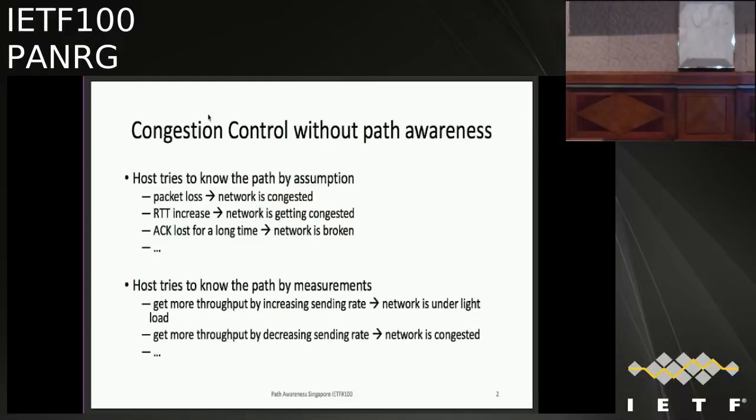Another method is by measurement. When the host gets more throughput by increasing sending rate, then it may think the network is not congested. When it gets more throughput by decreasing sending rate, then it may think the network is congested.